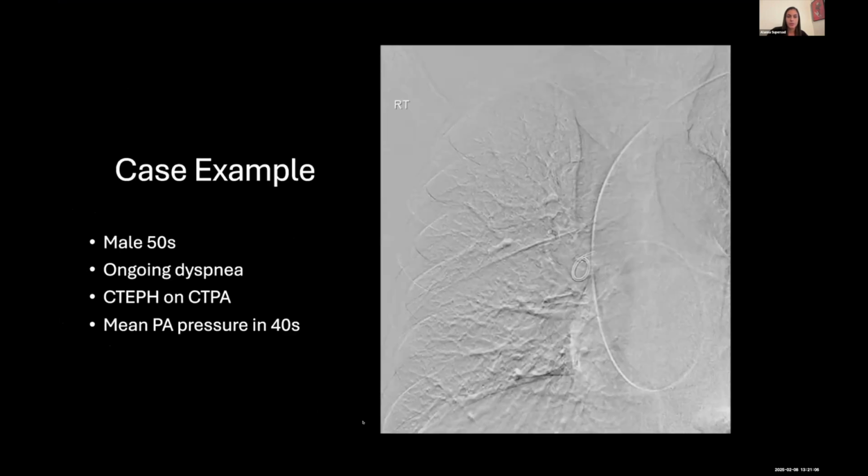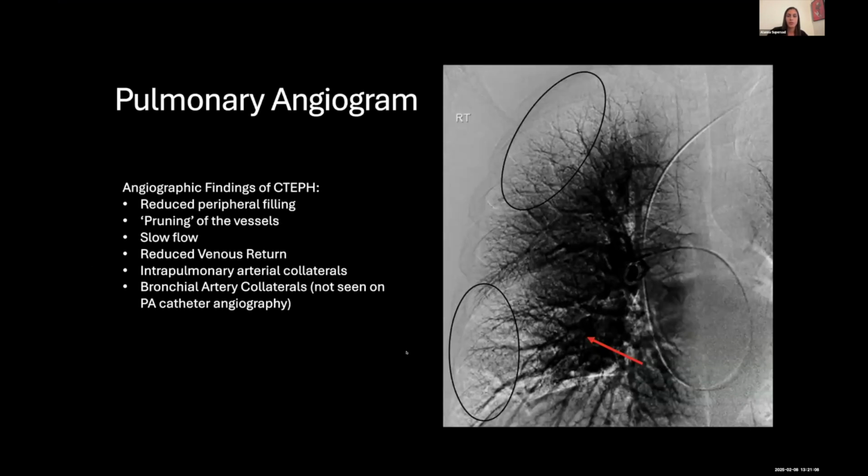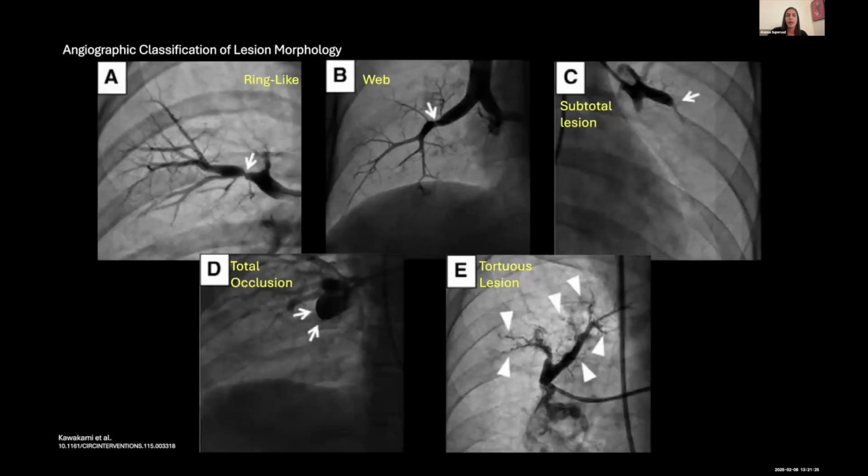All right. Okay. So here we go. We have reduced peripheral filling that we saw in that video, pruning of the vessels here, slow flow overall, reduced venous return, intrapulmonary artery collaterals, and then bronchial artery collaterals that we also could see on the CTPA.